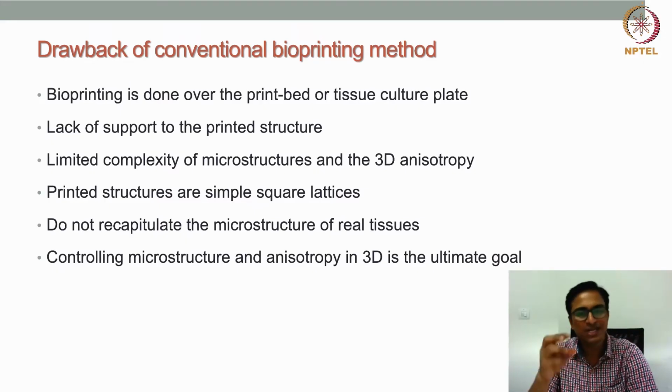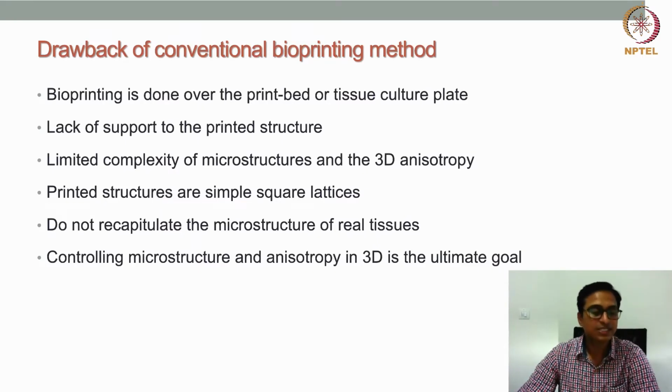Because if we can produce tissue with a real, native-tissue-mimicking microstructure and anisotropy, we will be able to reproduce the function of the tissue in that bioprinted structure. If we cannot do that, then it is not possible.